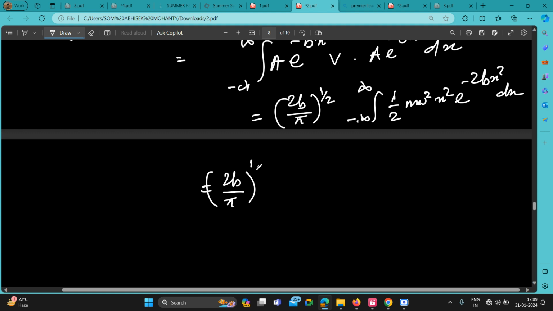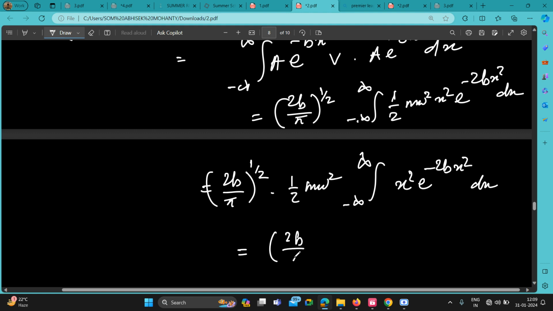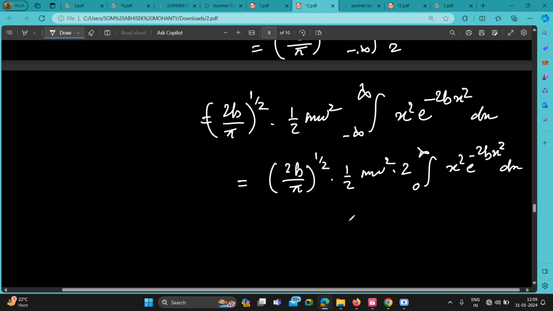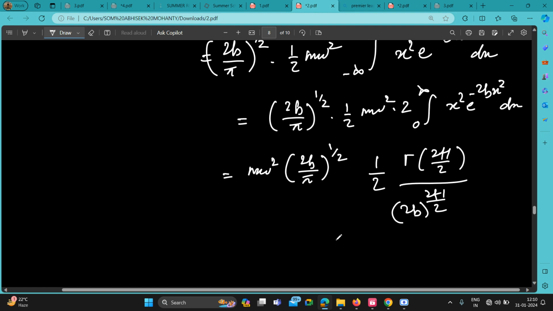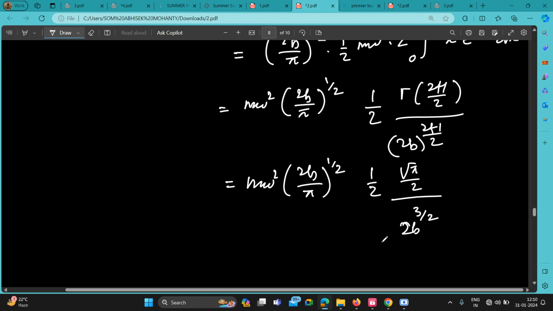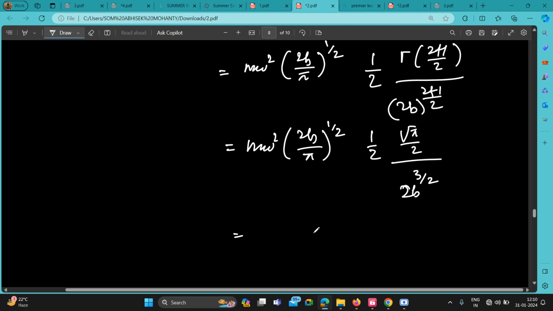So (2b/π)^(1/2) times ½mω² times the integral from minus infinity to infinity of x² e^(-2bx²) dx. This is an even function, so I can multiply by 2 and integrate from 0 to infinity of x² e^(-2bx²) dx. The answer will be ½ Γ((n+1)/2) divided by α^((n+1)/2). So this will be ½ Γ(3/2), that is √π/2, divided by (2b)^(3/2). So this is what it is.